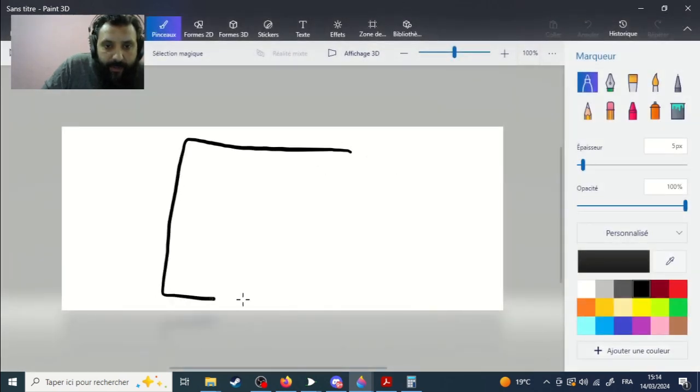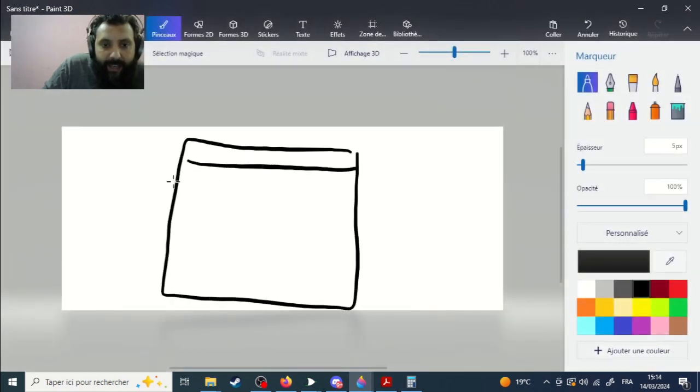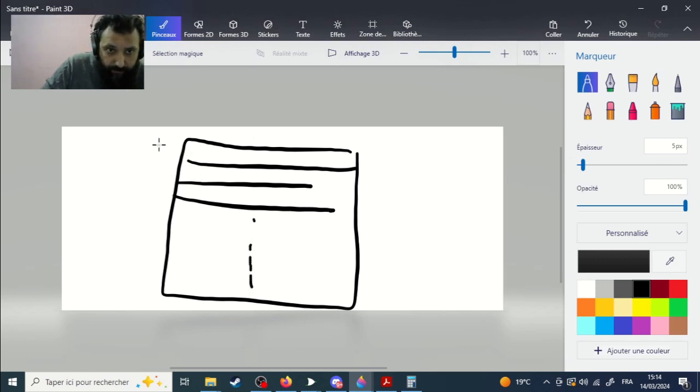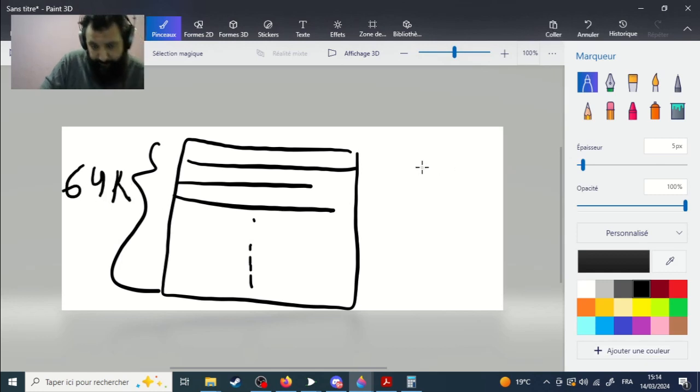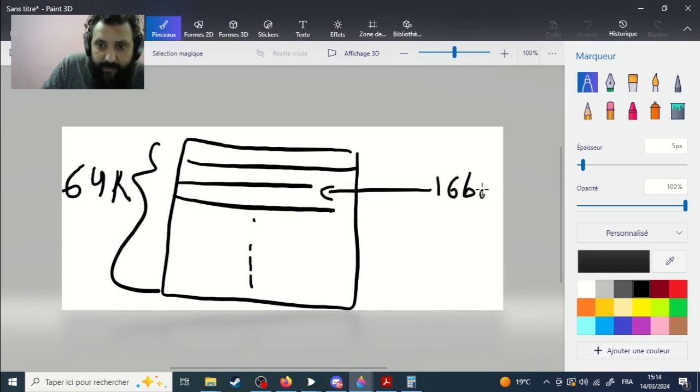Inside the ROM, this is the ROM, and we have many, many cells. We have 64K. Each cell is about 16 bits. Each cell is not 8 bits. It's not a byte. It's 16 bits.